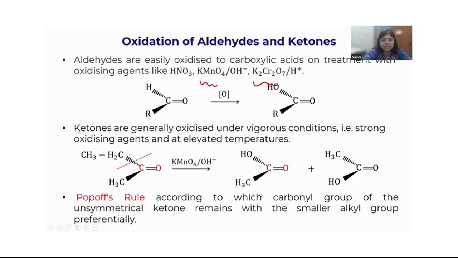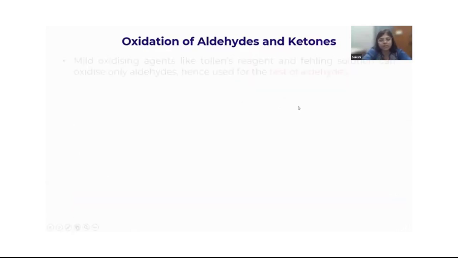So you can see here the bond breaking is happening from here. And the carbonyl carbon remains with the smaller alkyl group, that is Popov's rule. According to this rule, the carbonyl group of the unsymmetrical ketone, this is the carbonyl group, remains with the smaller alkyl group, and it forms this. And this also, yes, CH3CH2 is there, which is getting converted to carboxylic acid. Okay. Now let us move forward.